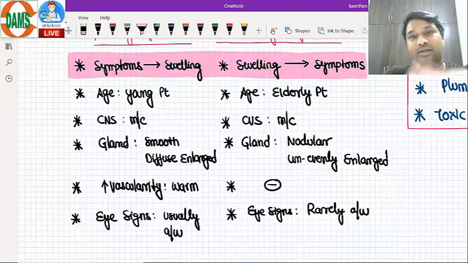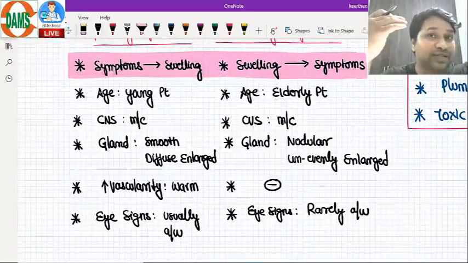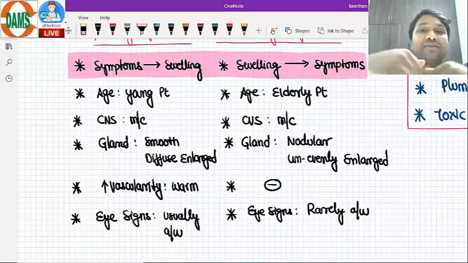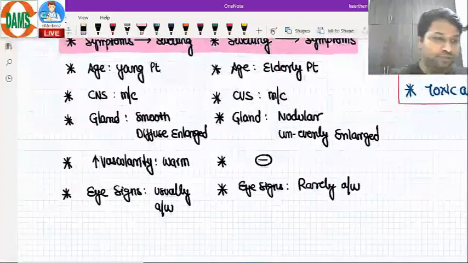On the other hand, secondary thyrotoxicosis patients have CVS symptoms. That does not mean they will not have CNS. They will have CNS, but CVS is more predominant. Okay? So I hope everybody is clear on this page.